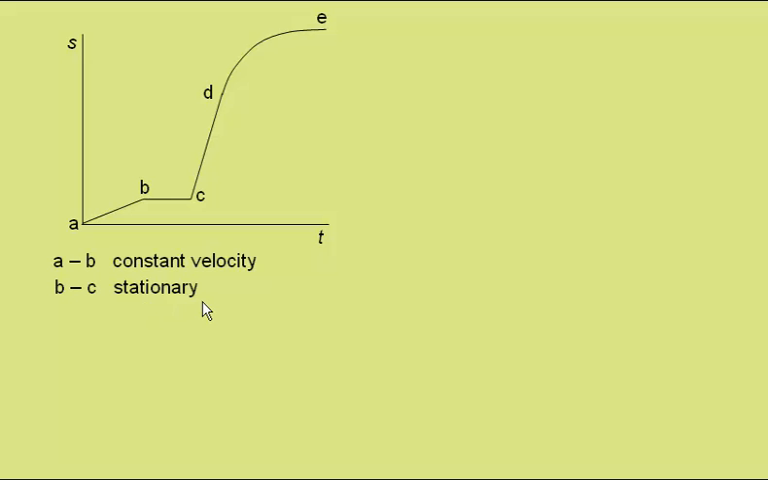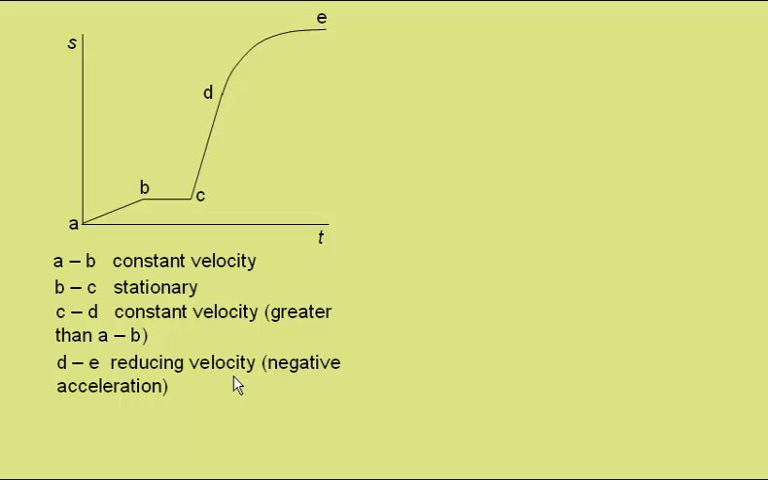the object is stationary. From C to D we again have a straight line sloping upwards, but with a larger gradient than from A to B. So it again is a constant velocity, but that value is greater than it was from A to B. And going from D to E the gradient is reducing, so the velocity is reducing, which again is negative acceleration.